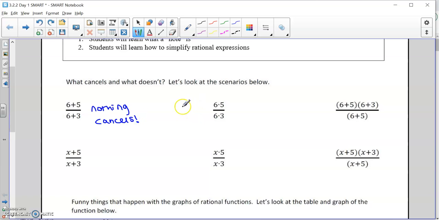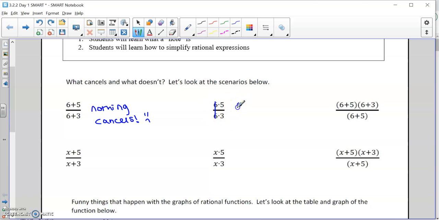All right. So the next one, on the other hand, now we have 6 times 5 over 6 times 3. Because it's just multiplication going on everywhere, these 6's do indeed cancel. The reason for that is when you're multiplying fractions, you just have to go ahead and combine the top, combine the bottom. You can just squish things together.